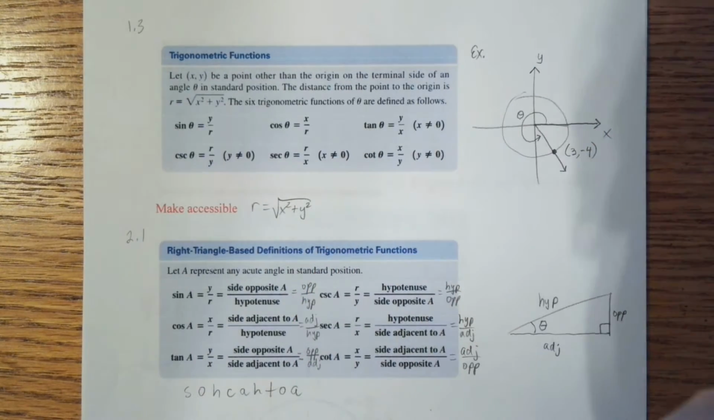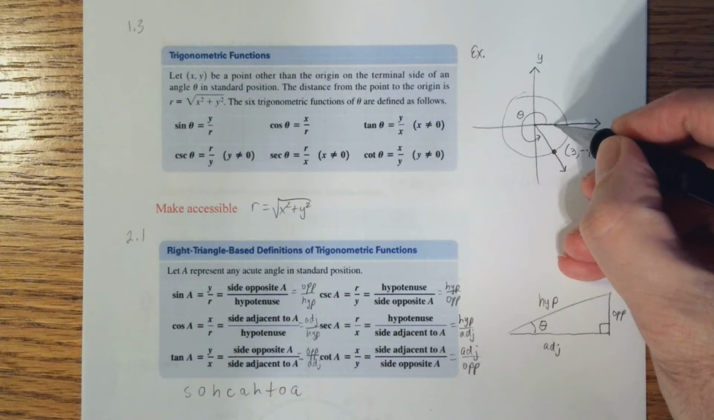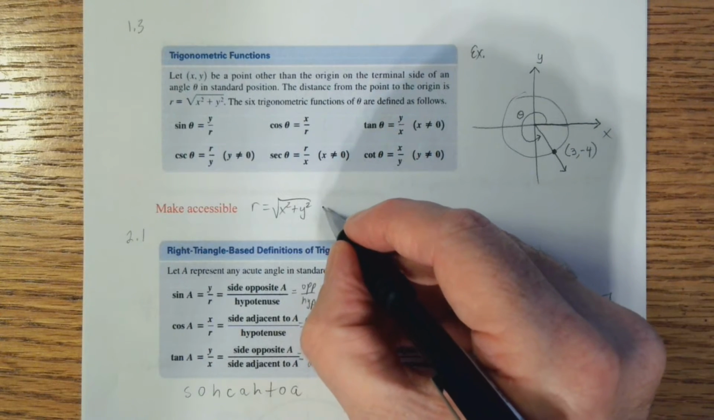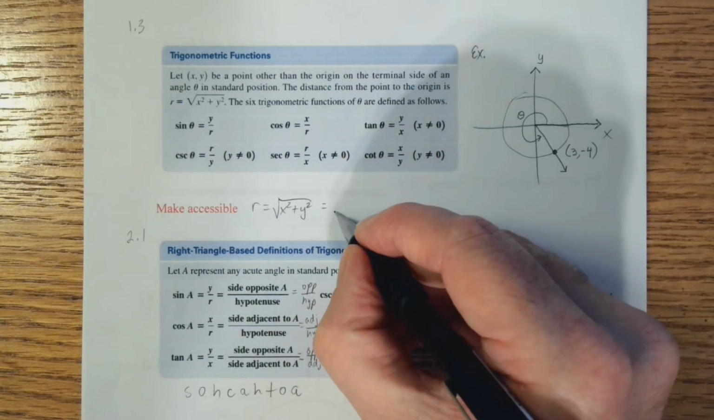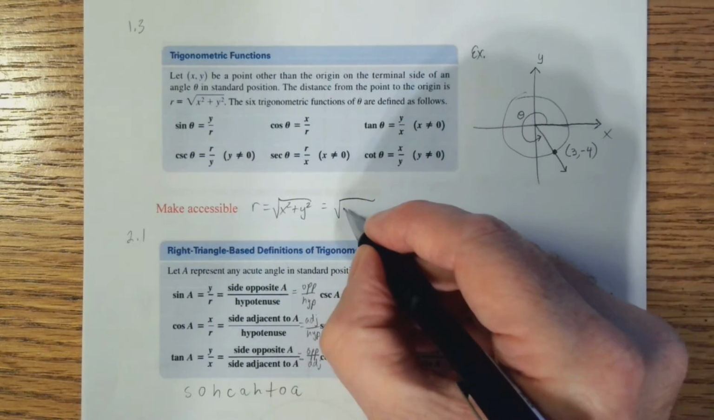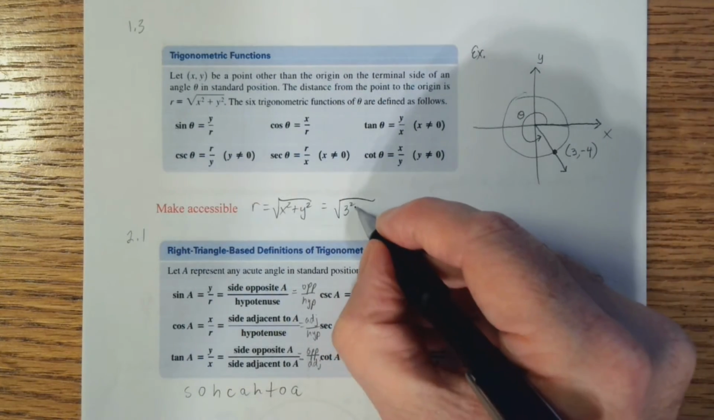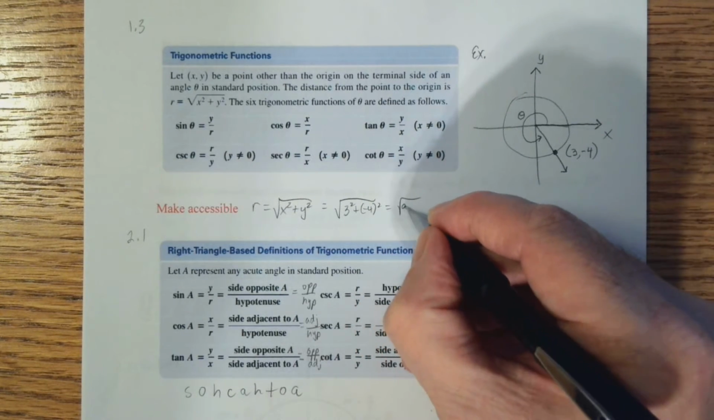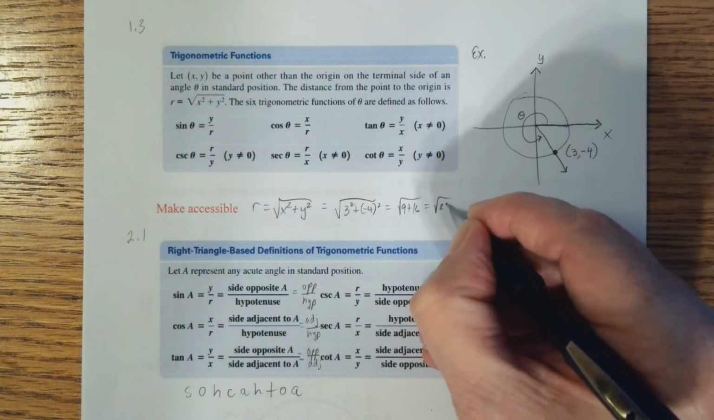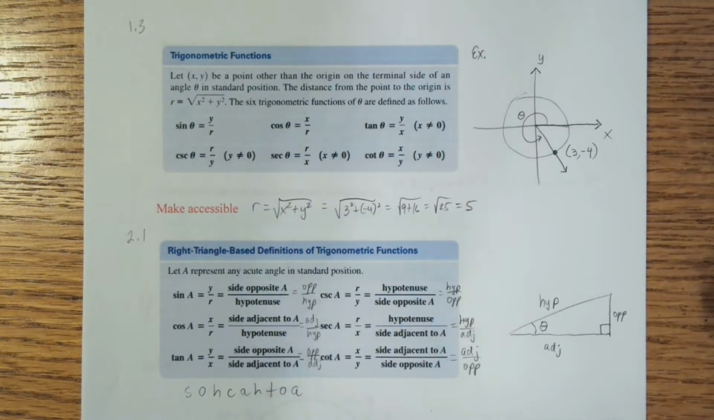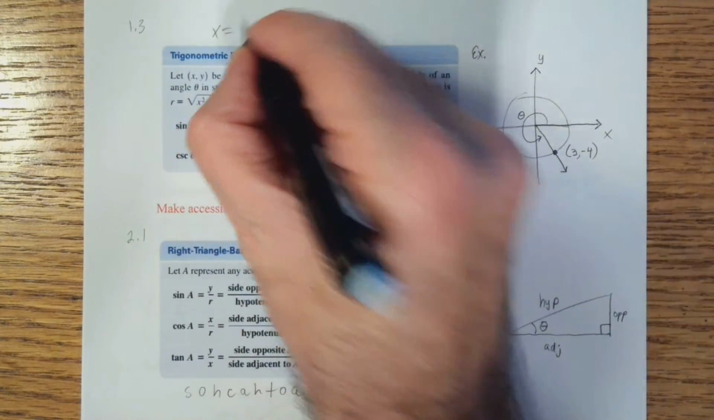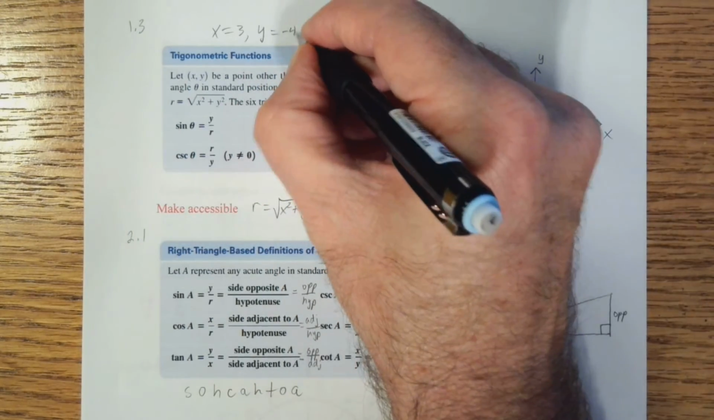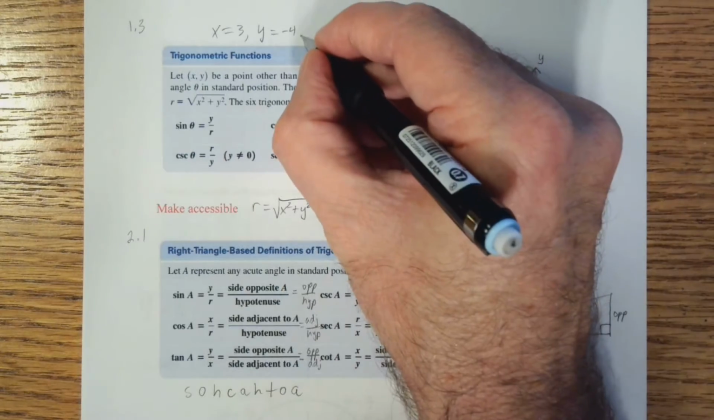Alright, so if we were going to find all those here, we would want to first find r. And basically all you would really need to do is make a right triangle here, and you could figure out what r is. But we can just use our little formula here. It's going to be the square root of x, which is 3 squared, plus y squared, that's going to be negative 4. So we're going to get the square root of 9 plus 16, or the square root of 25, which is 5. So we know that x is 3, y is negative 4, and r is 5.